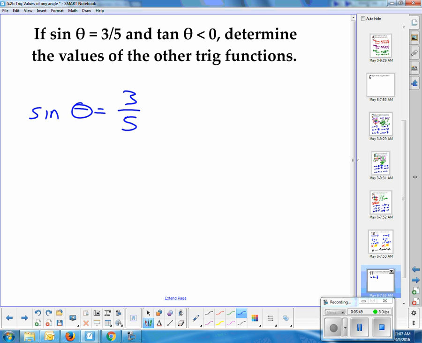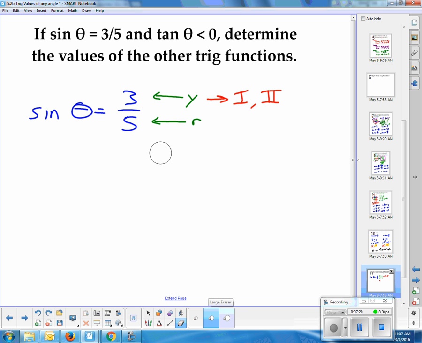Now, we know that this 3 is going to be a y-coordinate, and that 5 is going to be the radius of the circle. The problem is, I don't know if that y-coordinate is from a point that is in the first quadrant, where y coordinates are positive, or the second quadrant, where y coordinates are positive. So that becomes important because I also have to figure out what my value of x is.